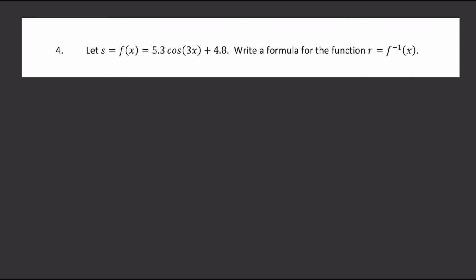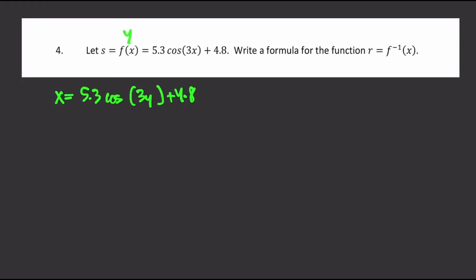So first thing I like to do is just think of this as a y, and anytime you want to come up with the inverse of a function, you're going to switch x and y and then solve for y. So let me rewrite this as x equals 5.3 cosine 3y plus 4.8. Now I'm going to go through the basic algebra quickly. The goal is to isolate this and then eventually isolate that. So first thing I'll do is subtract 4.8 and I'm going to divide by 5.3.